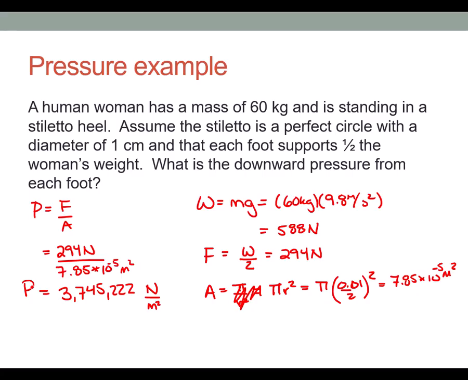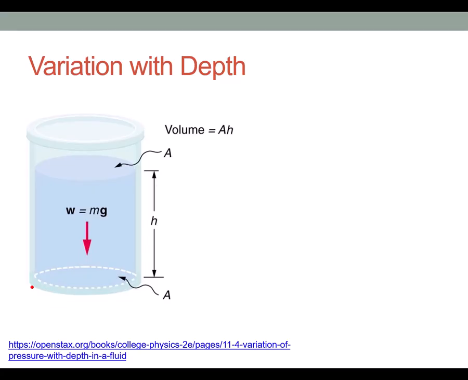Okay, moving on. One last topic here, and then the example that goes with it. As you go down through a fluid, pressure increases. Here I have a fluid. We can see it's a depth of h from the surface. The surface area is A, and we can define the volume as the area times the height.